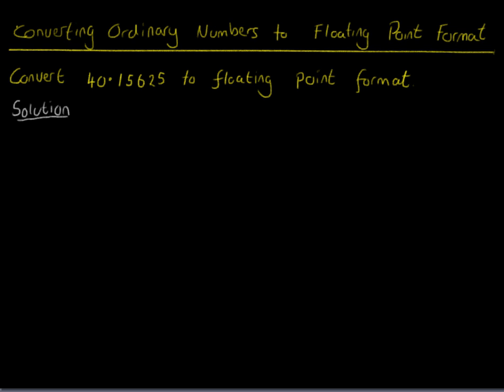In this example, I'm going to show you how to convert an ordinary number into floating point format. And this looks quite daunting, really. 40.15625. I'm going to convert that to a floating point number using a mantissa and an exponent. Okay, here we go. Let's deal with the 40 first.